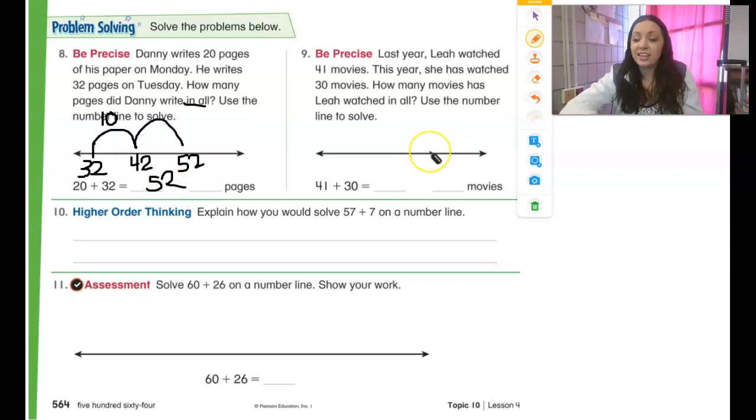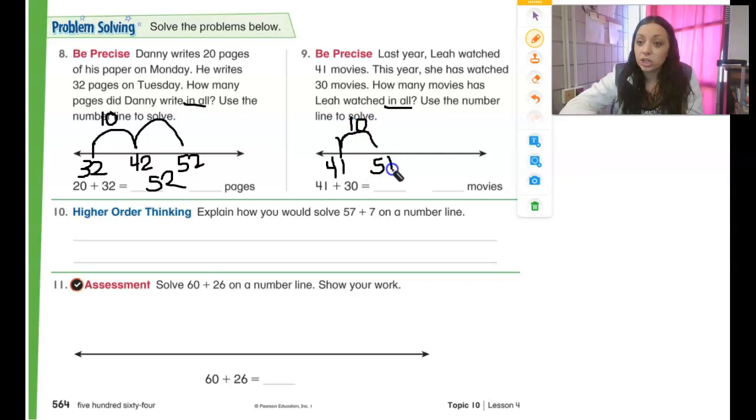All right, let's try the next one. Are you ready? Last year, Leah watched 41 movies. This year, she watched 30 movies. How many movies did Leah watch in all? There's those words again. In all, it tells us we're going to put it together. We're going to add. So 41 and 30, what number do you think I'm going to start at on the number line? I'm going to start using 41 because it's not even and it's the larger number. And then what do I know about 30? 30 is one of our tens and it's just 3 tens. So I can hop by tens. I can hop and add 10. And what's 10 more than 41?